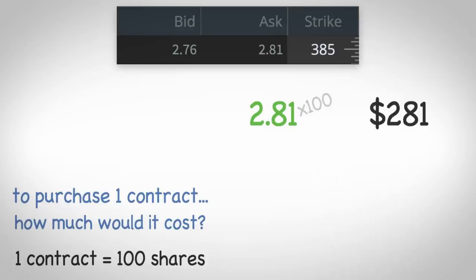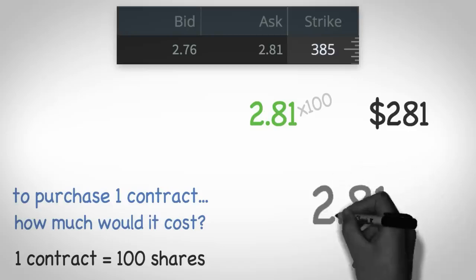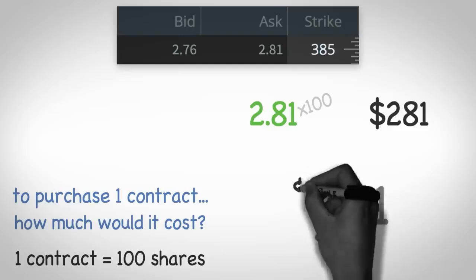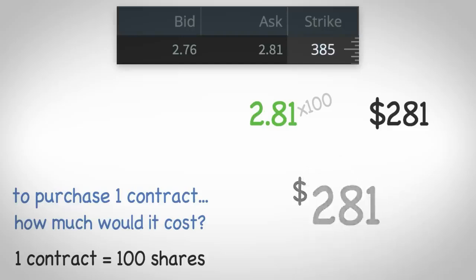Now, we know this may seem confusing, and this is also just something that you get used to, and with practice, it will become second nature very quickly. One trick you can do is just think of these prices without the decimal point. If the price says 2.81, just remove the decimal and it's really going to cost you $281.